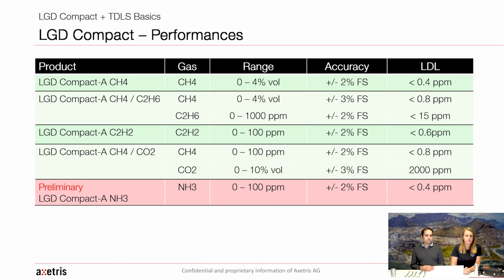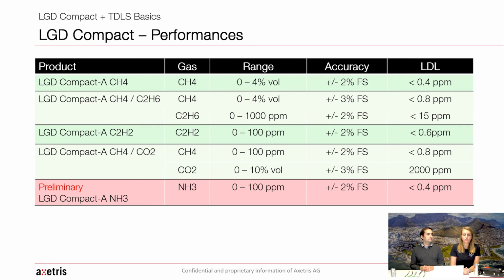The last product that is now available is the LGD Compact for CH4 and CO2. In this case, the range for the two different gases is 0 to 100 ppm for CH4 and 0 to 10% for CO2. The accuracy is plus minus 2% full scale for CH4 and plus minus 3% full scale for CO2. The lower detection limit is 0.8 ppm for CH4 and 2000 ppm for CO2.